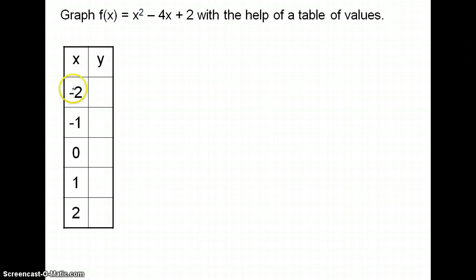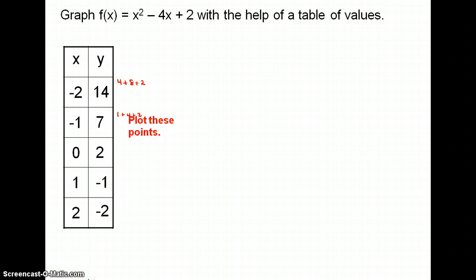Now if we plug negative 2 in for x, what do we get for y? So negative 2 squared is 4 minus 4 times negative 2. That's a negative times a negative, that's 8 plus 2. So I'm just plugging that number in and I get 14. If you plug negative 1 in, negative 1 squared is 1. Negative 1 times negative 4 is plus 4. Plus 2 is 7. If you plug 0 in, you will get 2. If you plug 1 in, you'll get negative 1. And if you plug 2 in, you get negative 2. So you're just going to do all of that work.